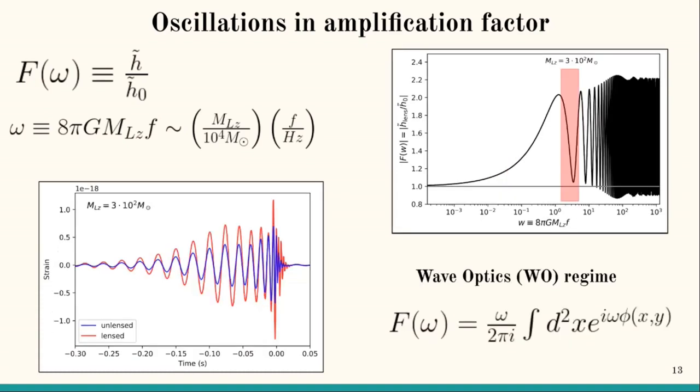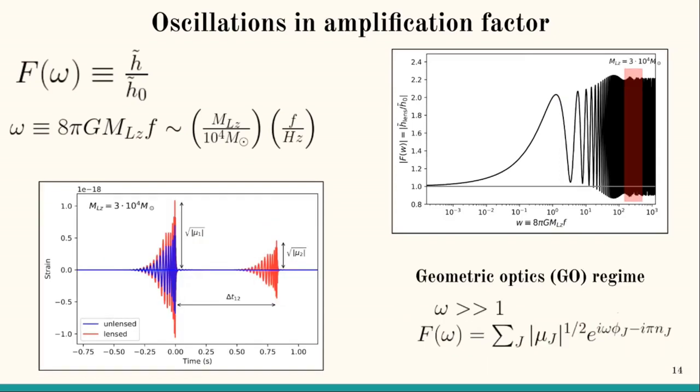Next is the intermediate wave optics regime, where the amplification factor is computed using this complex integral, and you can see that this integral depends on the time delay or the Fermat potential function. Because of this reason, intermediate wave optics has the richest information because this Fermat potential covers a large portion of the lens. So in this plot on the left, where we show the waveform, we see that there is a significant magnification, but this happens for a lens mass of 300 solar masses.